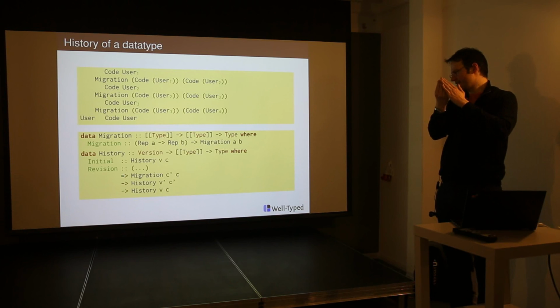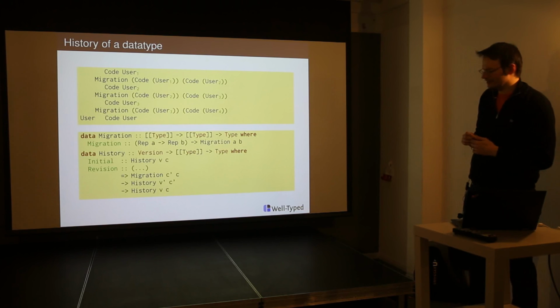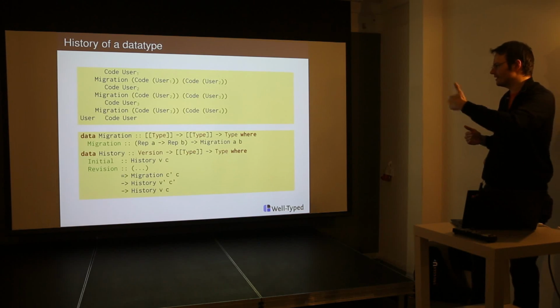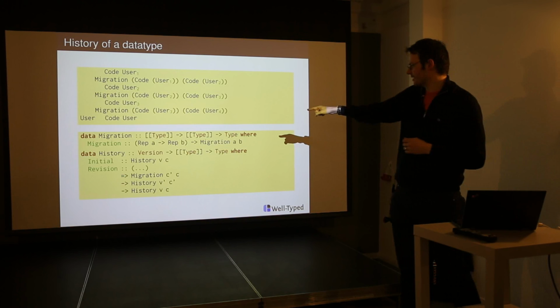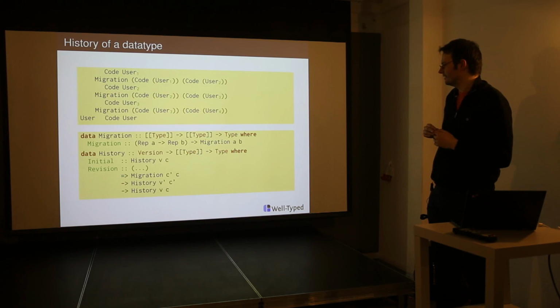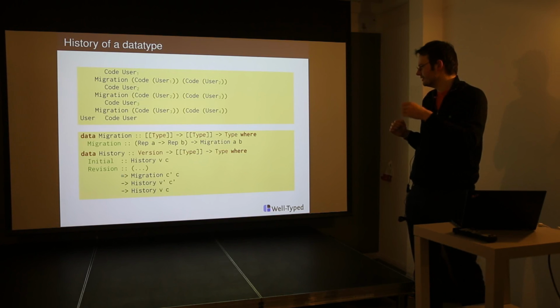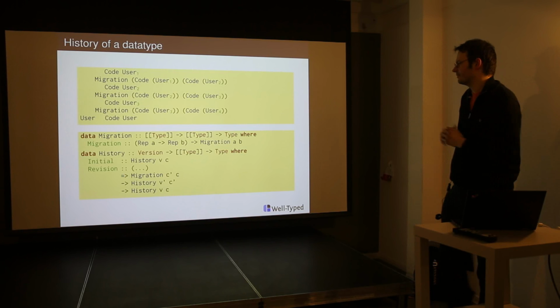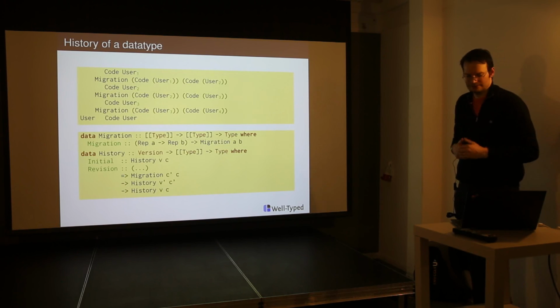So essentially a history is a list of migrations, but the type indices are indicating that they are chaining the codes properly. So the initial revision starts with a particular code C, but then if you add a new revision, then the migration that you add has to go from some code C prime to C, and the history has to be for C prime, the remaining history. So these are compatible. Question.